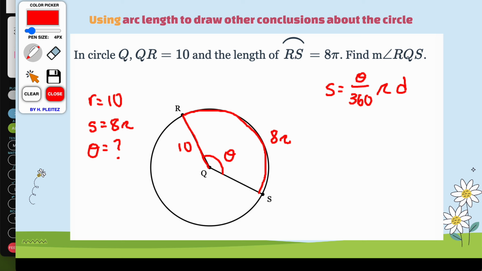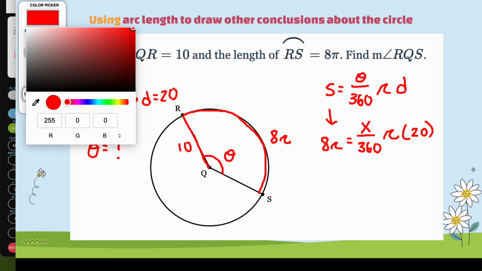So S we have. Our S, our arc length, is 8 pi equals. Our theta is what we're looking for, so that's going to stay as a variable. If you wanted to, you can even put this as x if it confuses you, over 360. And then we have pi, and our radius is 10, so don't get confused by this. You've got to get your diameter. Our diameter is going to be 20.